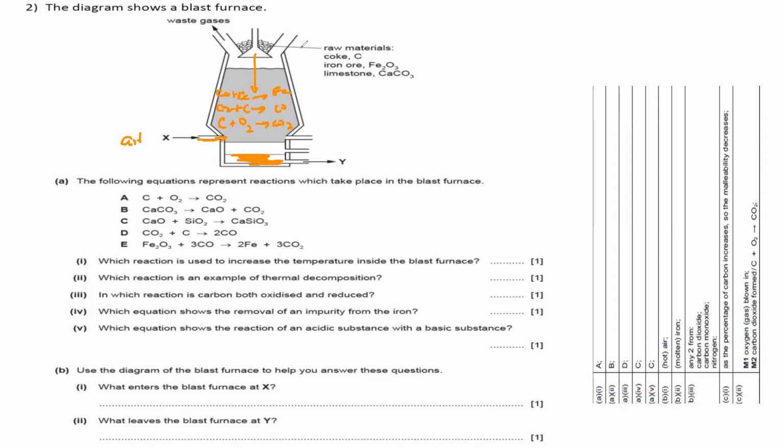But because we are continuously adding the carbon, some of the carbon does not react and it mixes with iron. And the calcium carbonate decomposed to produce calcium oxide and carbon dioxide, and silicon 4 oxide reacted with calcium oxide. That calcium oxide reacts with silicon 4 oxide to form a slag on the top surface.